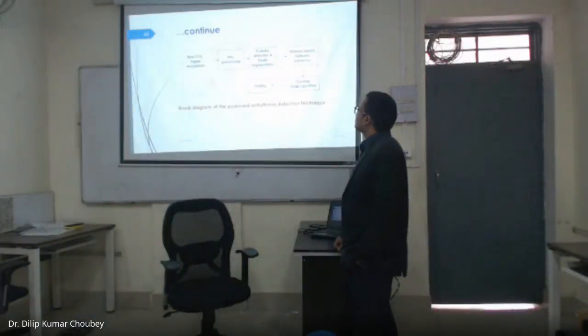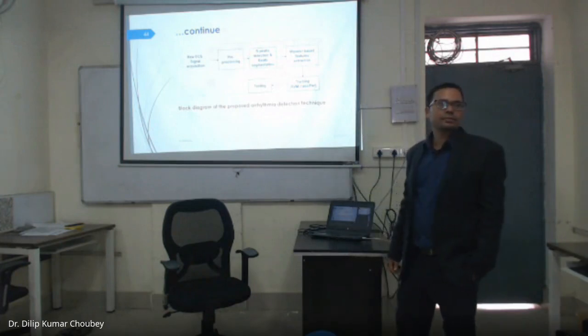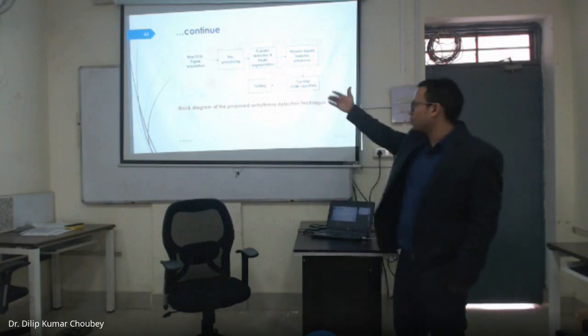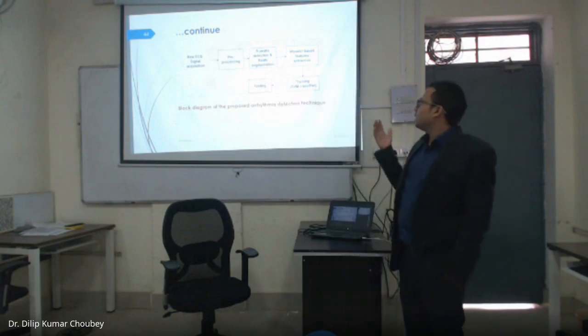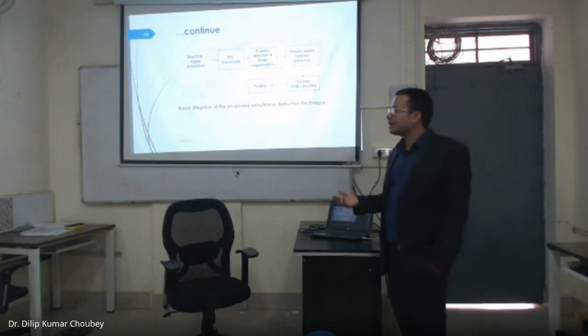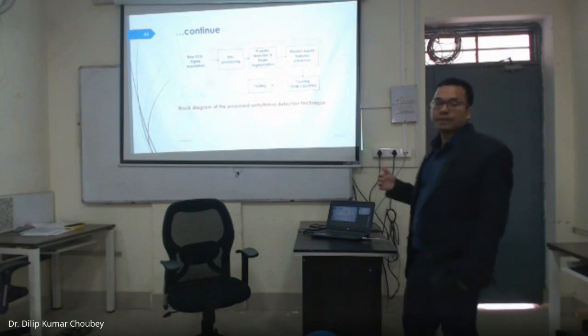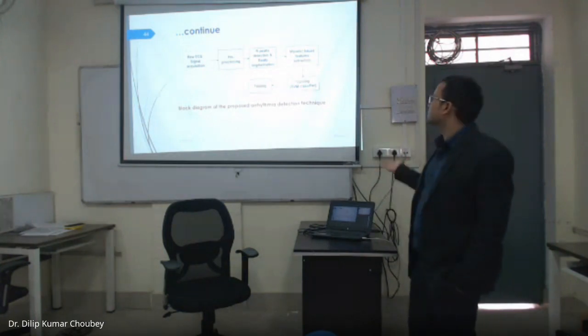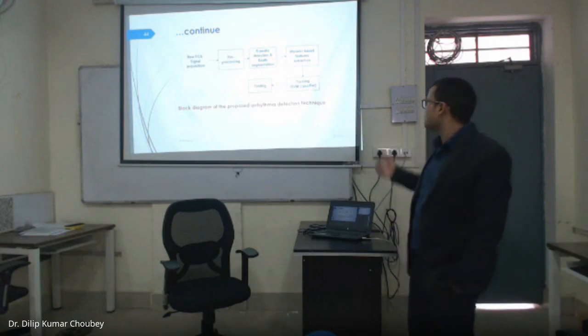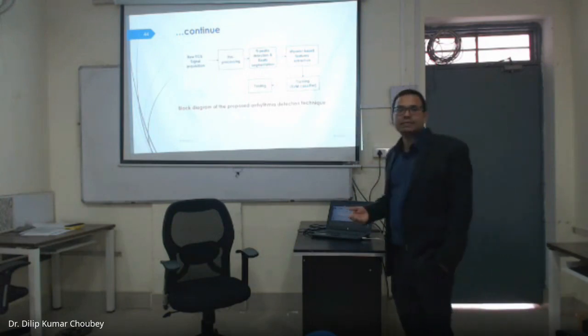Okay. Now regarding the block diagram, what is the block diagram I have followed in this technique? First, I acquired the raw ECG signal. After that, I performed pre-processing to remove different kinds of noises. After that, R-peak detection and beat segmentation. After that, wavelet-based cumulative feature extraction. After that, training and testing. Okay.